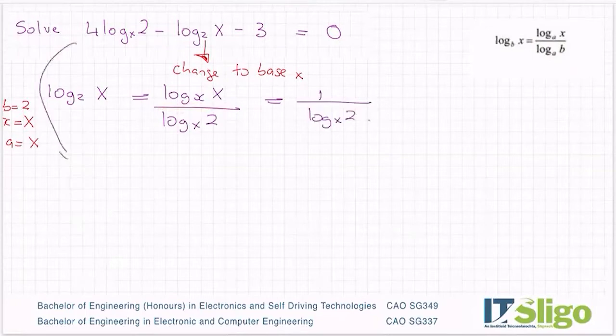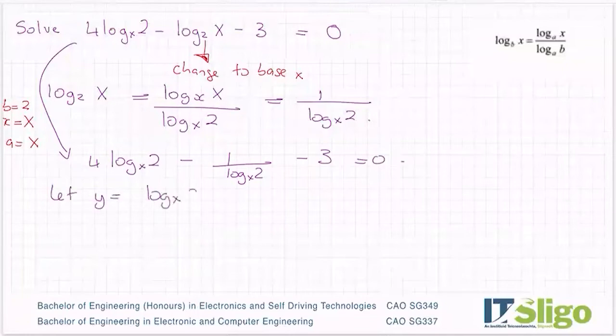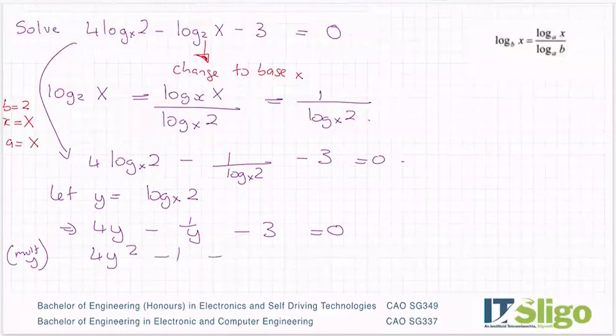Okay, so let's sub it in. I have 4 log to the base x of 2 minus 1 over log to the base x of 2 minus 3 equals 0. Let's use y to be log to the base x of 2. So I'm left with 4y minus 1 over y minus 3 is 0. I'm going to multiply across by y, so I get rid of that fraction. So I have 4y squared minus 1 minus 3y is equal to 0.